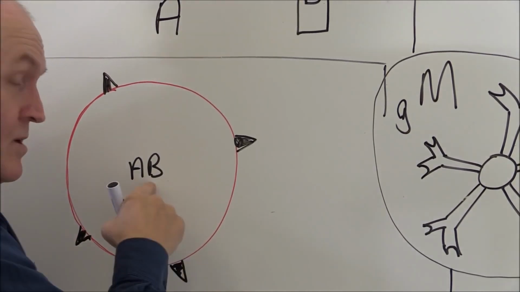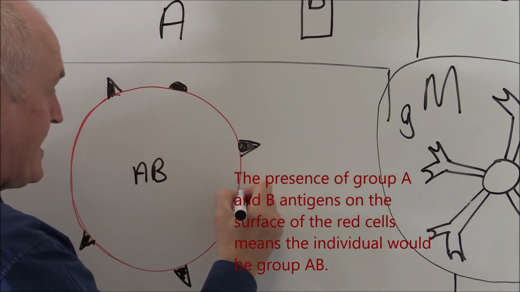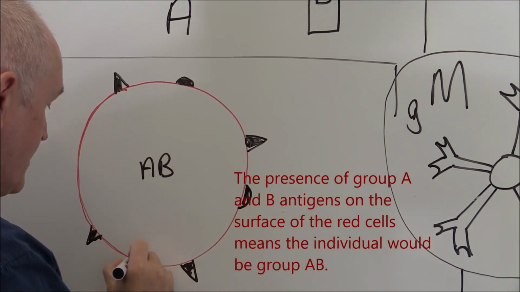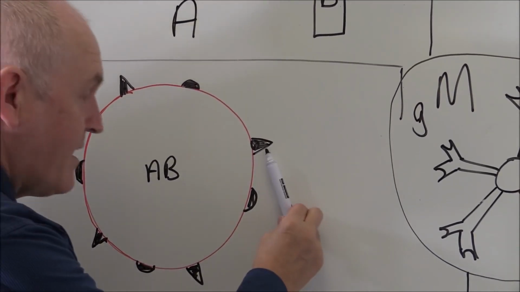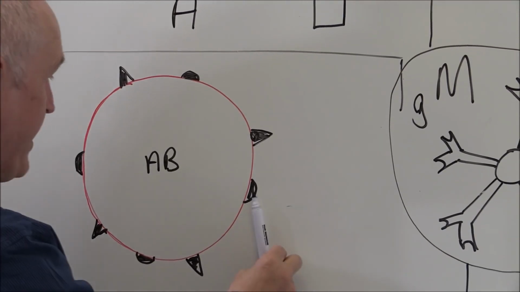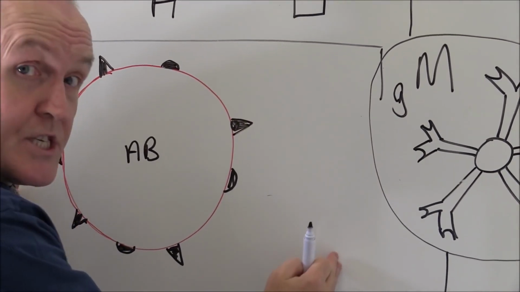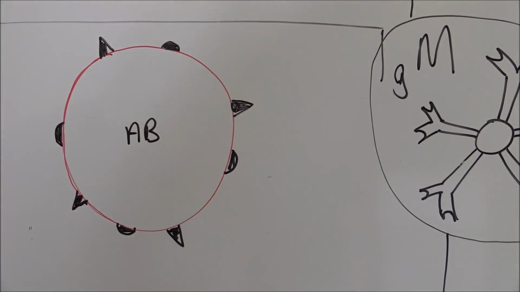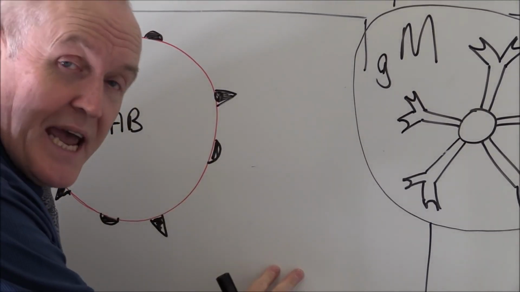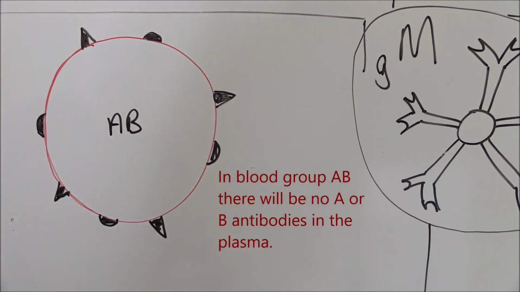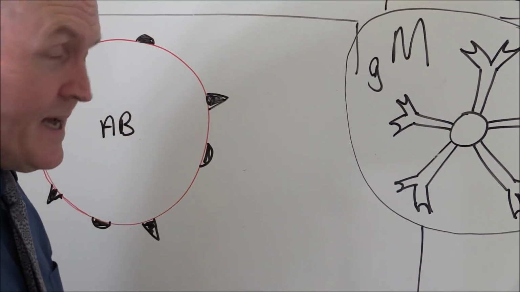But this person is also group B as well. So they're going to have some B antigens on the surface of their red cells also. So it's blood group AB because there are A antigens and there are B antigens. And of course in the plasma, there is going to be plasma in group AB blood, but the plasma in group AB blood contains no antibodies to A or to B. So AB on the red cell, no antibodies to A or B in the plasma.